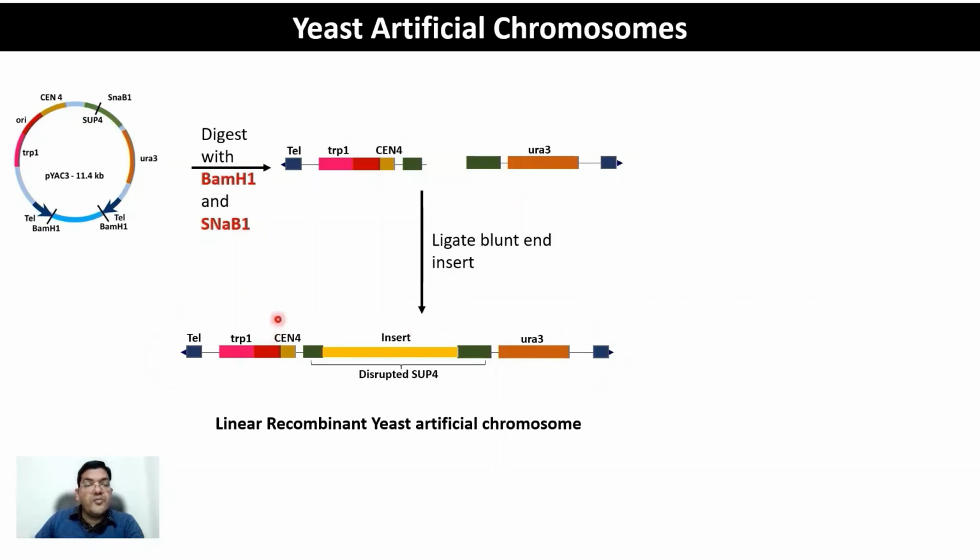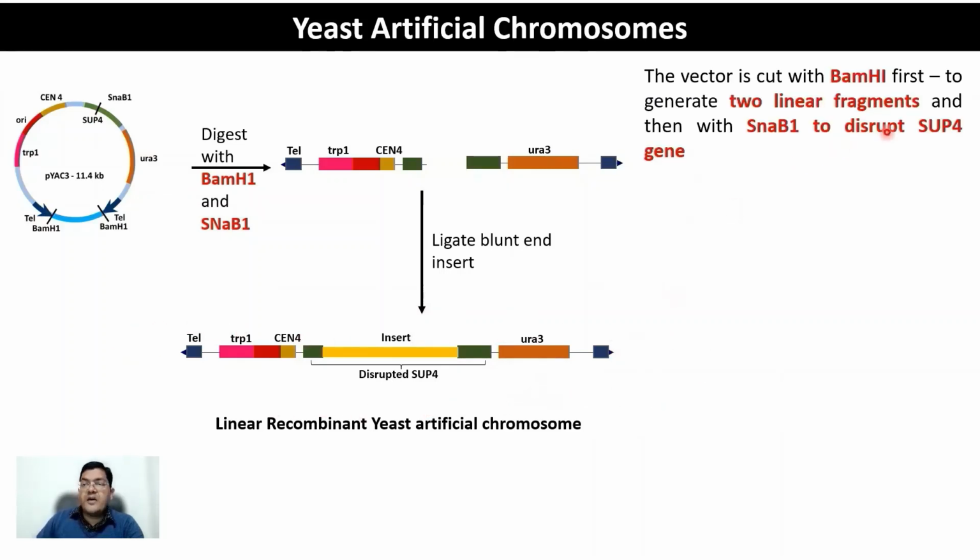So this is more like a genuine eukaryotic chromosome in the sense it has a centromere which is intact, it has two telomeres, and then it has a certain number of genes in between, right? So this represents your disrupted SUP4 gene, and this is a linear recombinant yeast artificial chromosome. So while the yeast artificial chromosome initially is circular, after the addition of the DNA of interest, it becomes a linear chromosome, right? So the vector is cut with BamH1 first to generate two linear fragments, and then with SnaB1 to disrupt the SUP4 gene.